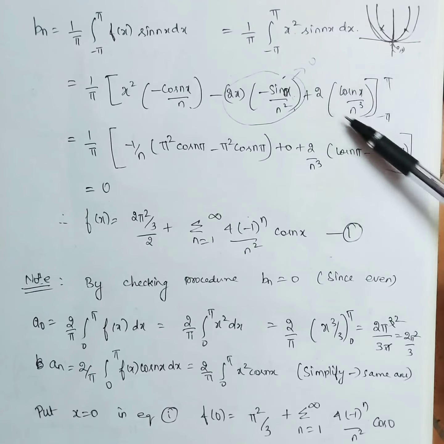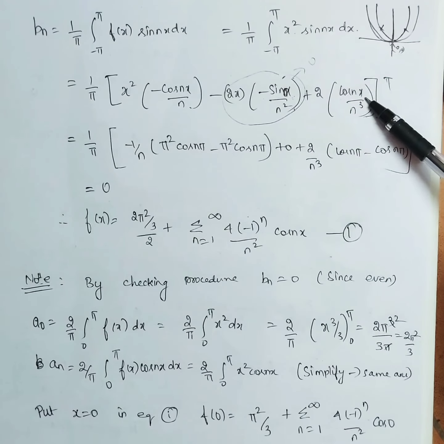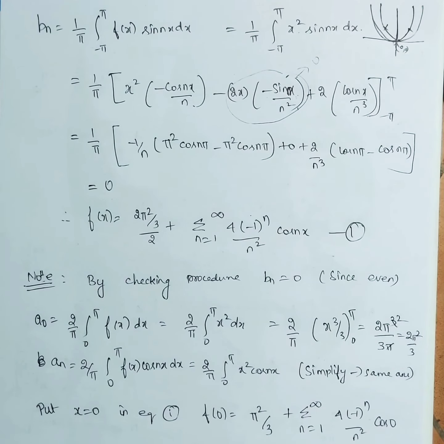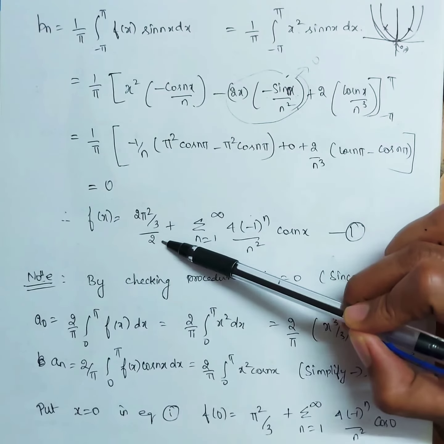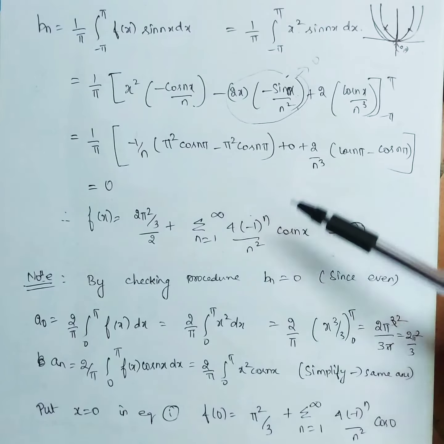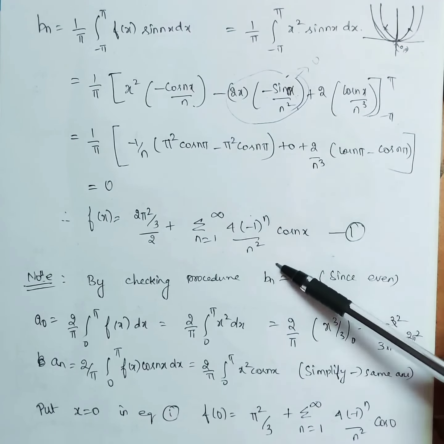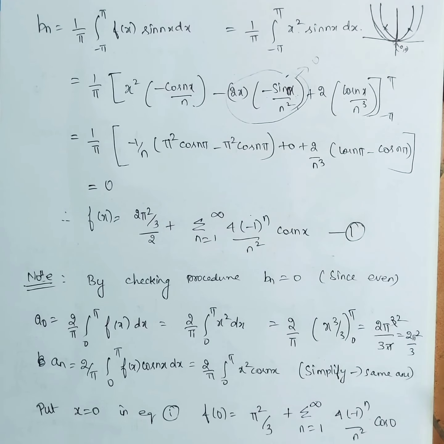And the second term, 2 by n cube into cos n pi. If you apply cos n pi minus cos n pi, again you will get 0. So what is the answer? 0. So we worked till here and we got the answer as 0. What is the formula for f of x? A naught by 2. A naught we got as 2 pi square by 3, by 2, plus summation n is equal to 1 to infinity. A n is, we got the answer as 4 into minus 1 power n by n square cos nx. And bn is 0, so we didn't write the third term.